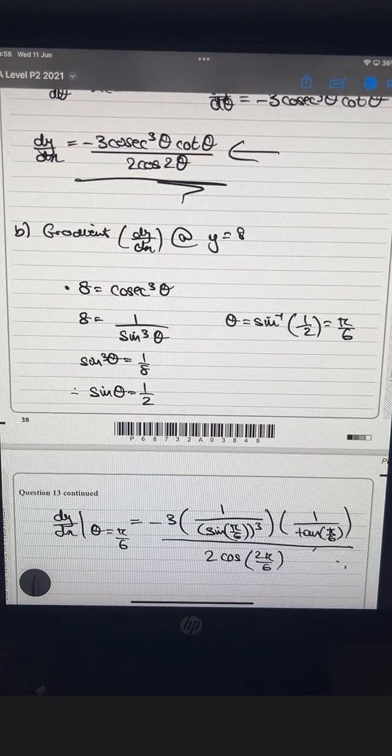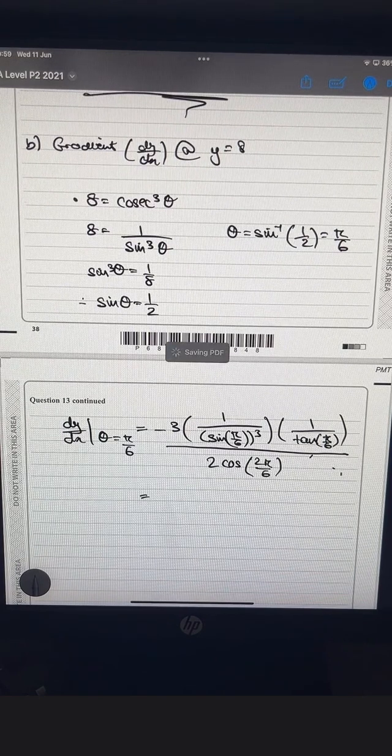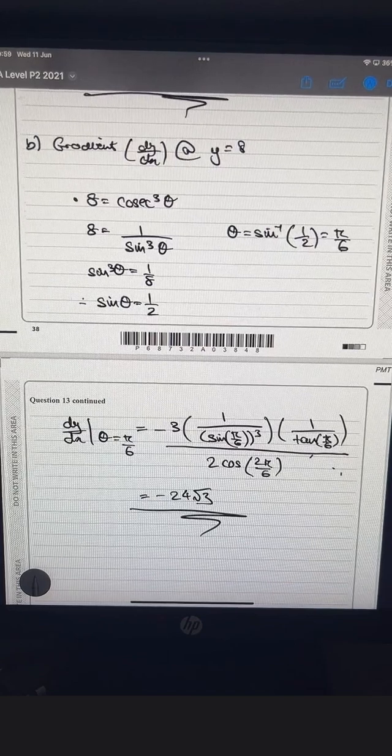And because sine cubed theta is the same as sine theta whole cubed, that gives me negative 24 root 3 as my answer, exact in a third. So that is how it needs to be in terms of theta.